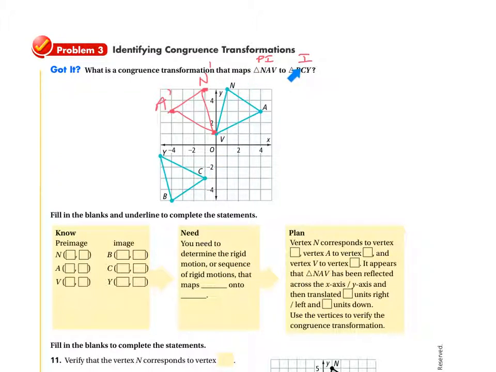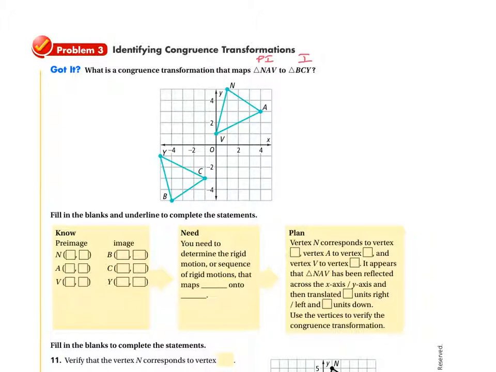What about N and B? Does that work? 1, 2, 3. Was that the same as before? No. So it cannot be a reflection with a translation. So again, that's a scratch. Well, we're going to try that next.